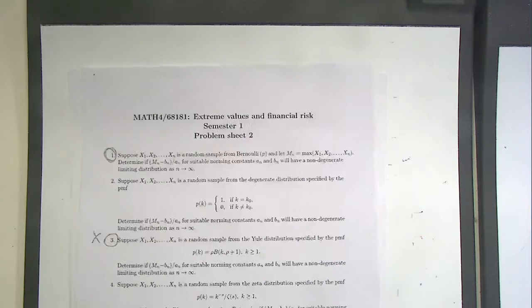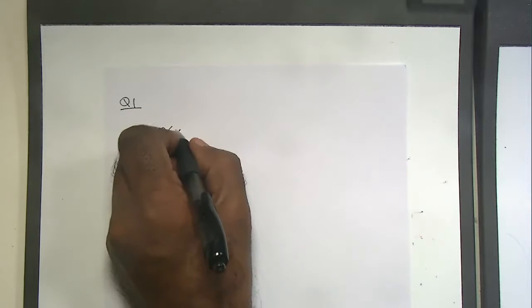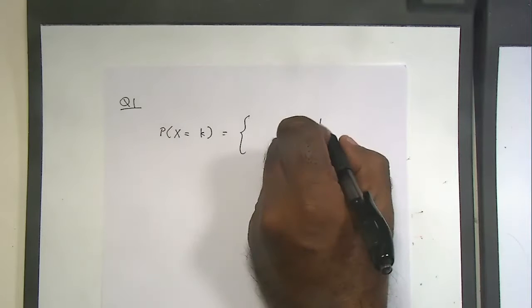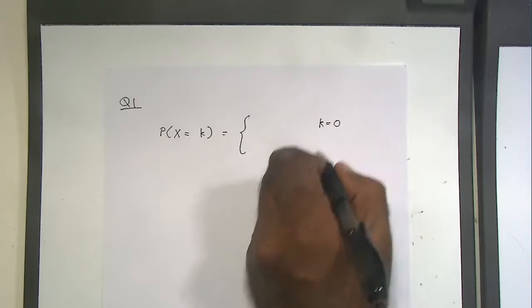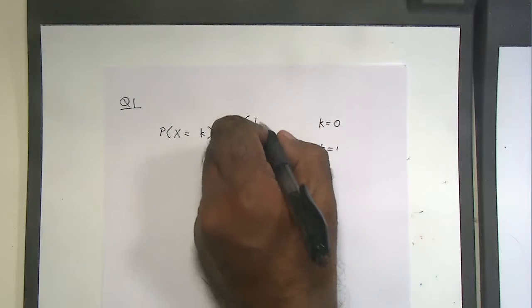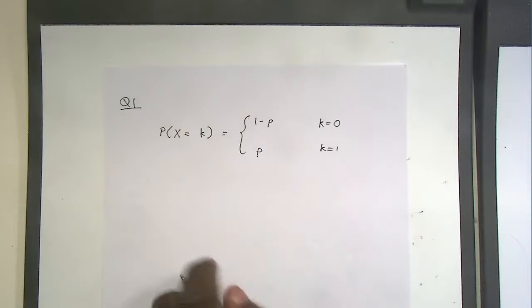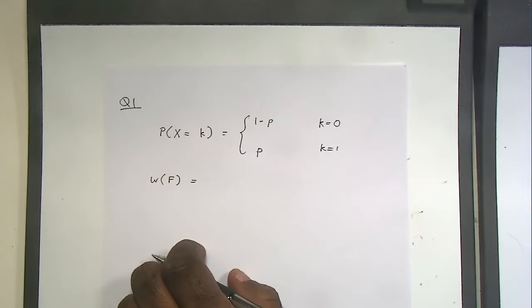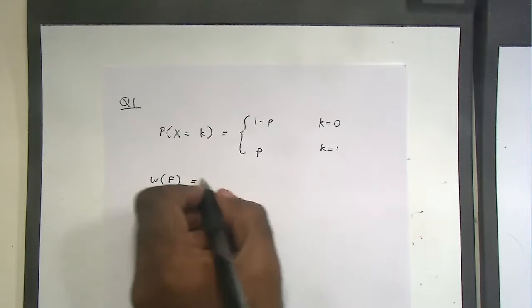Right. So let me do question 1 first, okay? Question 1 is really not difficult at all, because I'm sure all of you know what the Bernoulli distribution is. The Bernoulli distribution takes two possible values, k equal to 0 or k equal to 1. K equal to 0 with probability 1 minus p, 1 with probability p, right? So what is w of f here? It would be 1, okay?